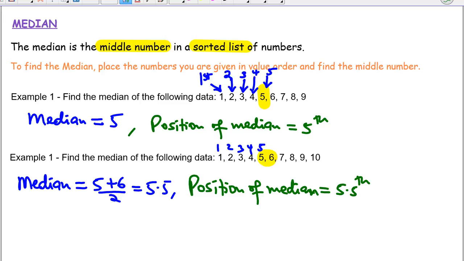How can we generalize the formula for finding the position of the median? We need that formula because if you look at the table, in the next example the formula will be very helpful. The formula for the position of the median is this. The position of the median, in general, is equal to the total frequency.